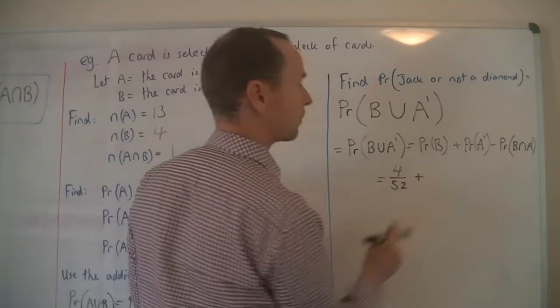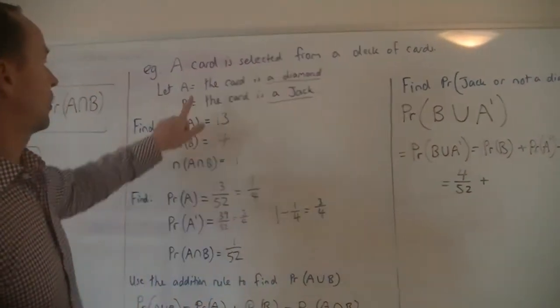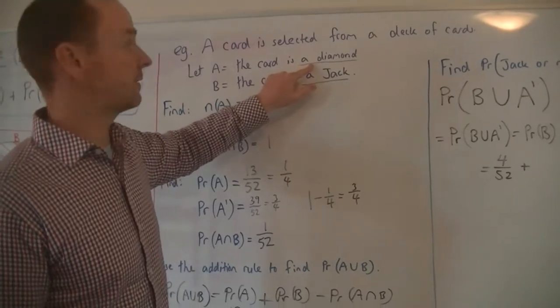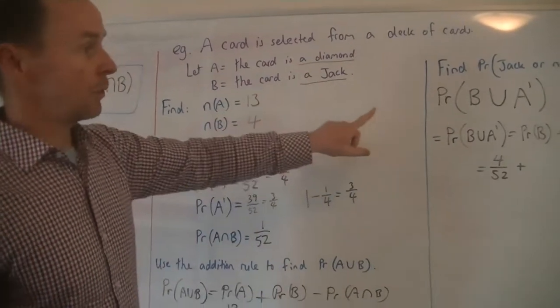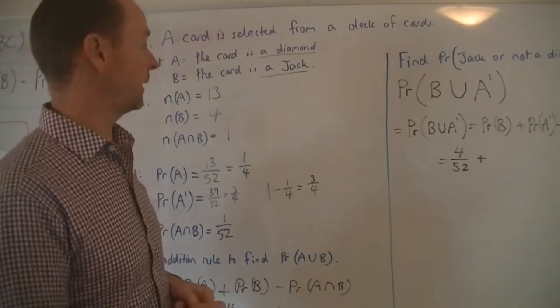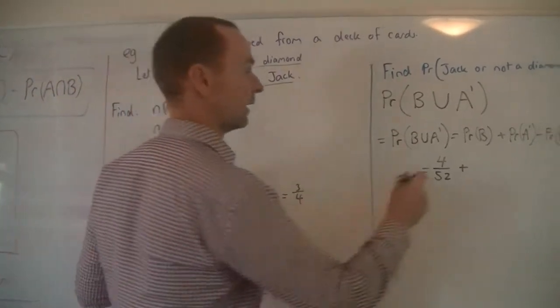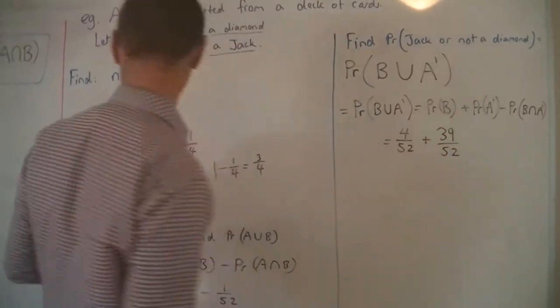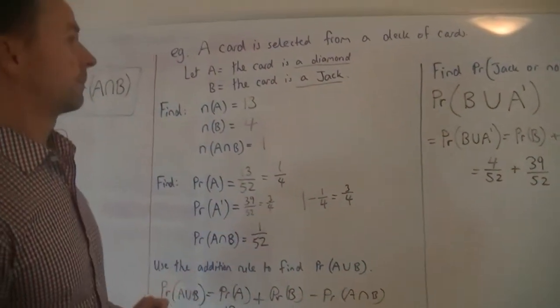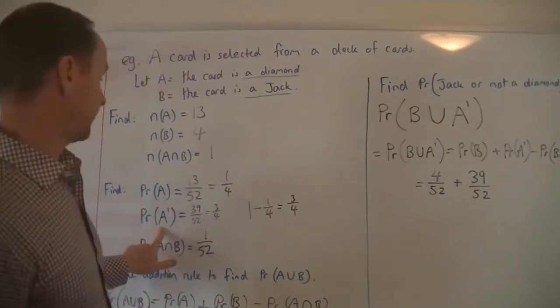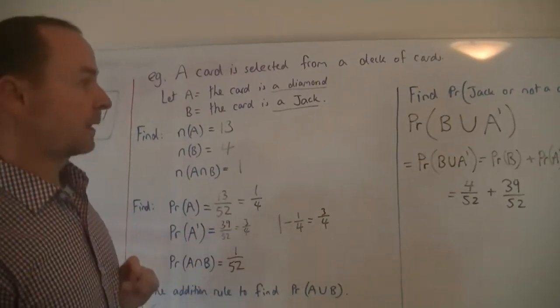Now the probability of A dash. The card is a diamond. How many diamonds are there? There's 13 diamonds in the set. So what's the probability of not getting a diamond? It's 52 minus 13, which is 39. So that is 39 out of 52. And we already worked that out down here as well. So that was all good.